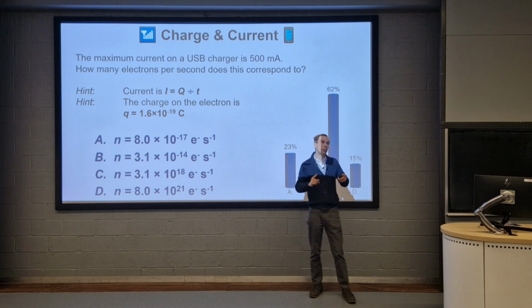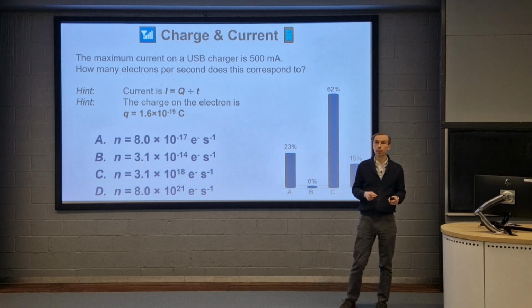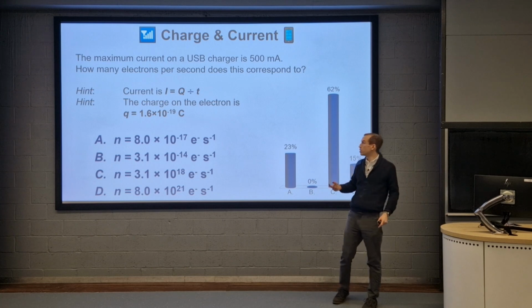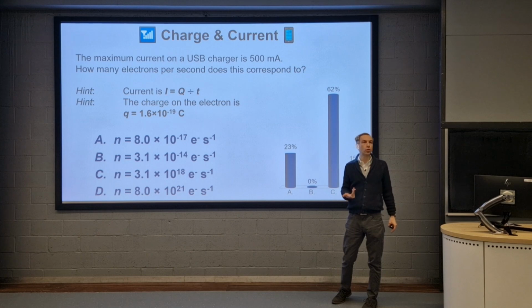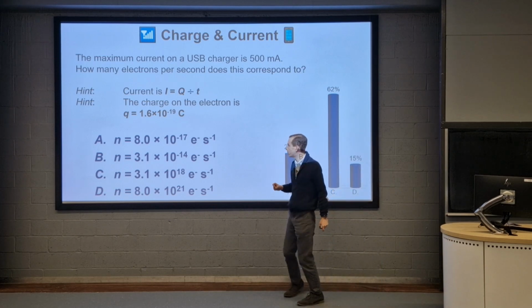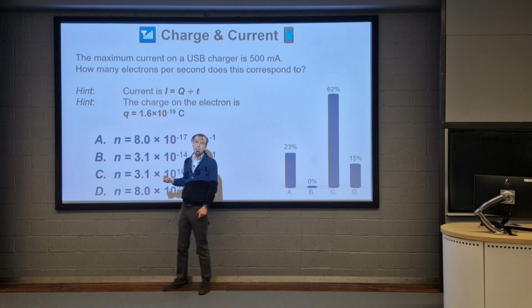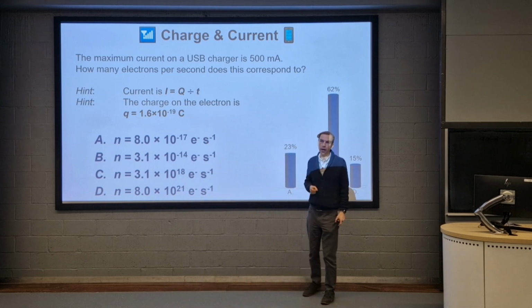Now remember, 1 amp means 1 coulomb per second, okay? So if it's half an amp, that just means half a coulomb per second. So every second, our USB charger is giving us half a coulomb of charge, okay? Now half a coulomb, actually quite a lot of charge every second there. So we want to get half a coulomb of charge, but each electron is only giving us 1.6 times 10 to the minus 19 of a coulomb. So a tiny, tiny amount.